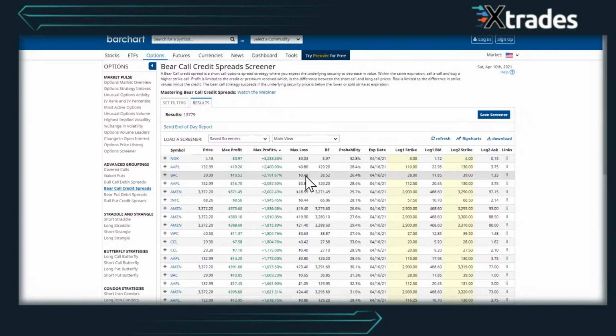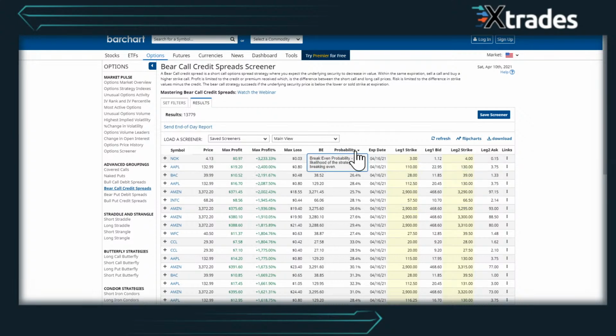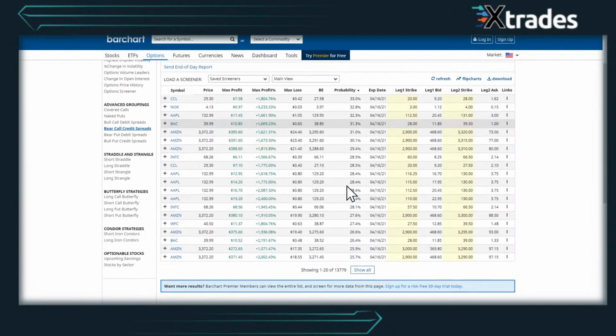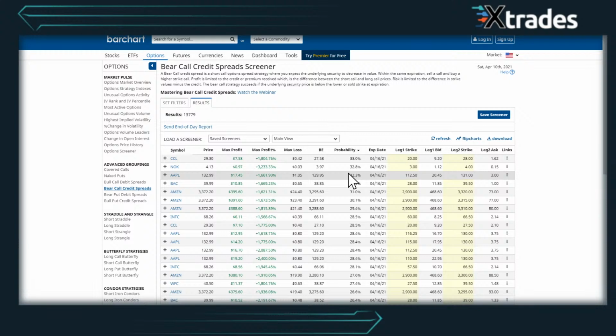Okay, so if we look here at this, you can actually customize what is displayed here as well. But usually I'm just going to be looking at probability, right? So I like something like 30%, it looks good usually to me.